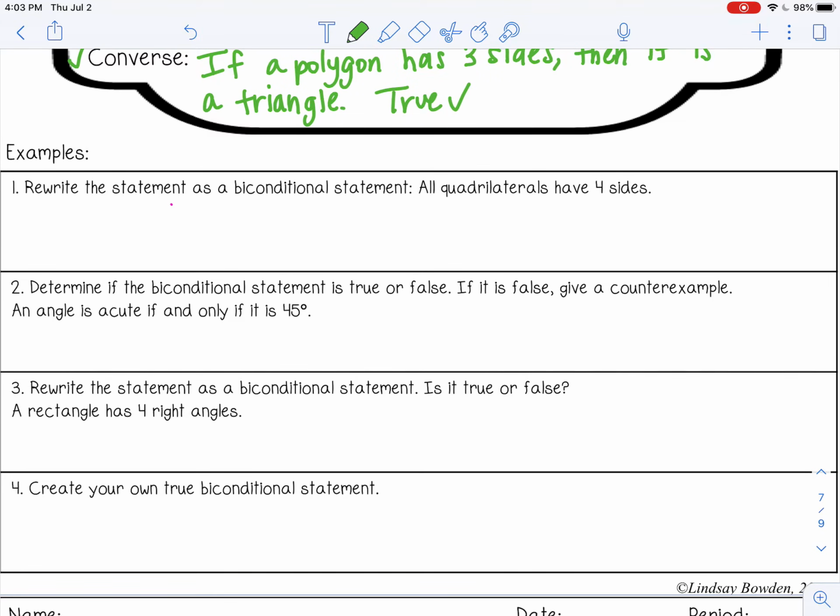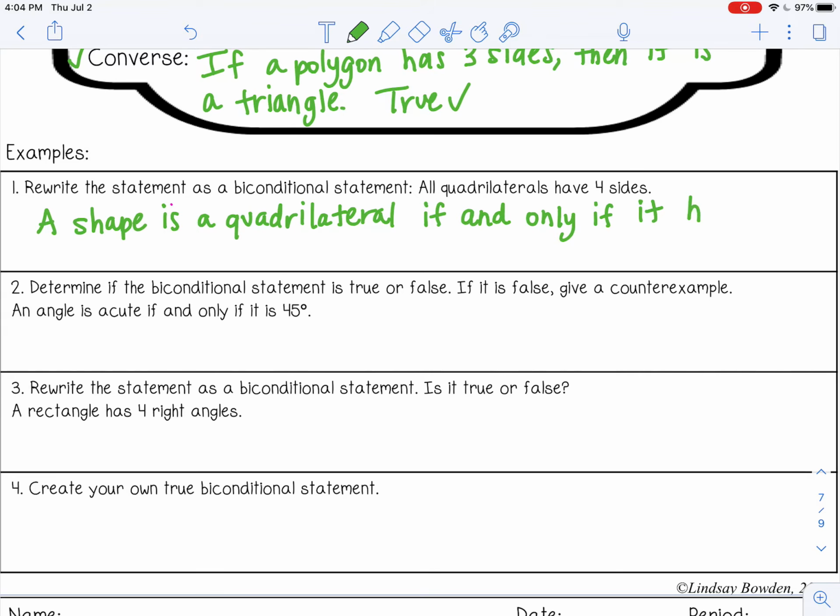Number 1, rewrite the statement as a biconditional statement. All quadrilaterals have 4 sides. So when you're going back and forth from conditional to biconditional, you may have to add a few words in just so it makes sense when you read it. So for this one, I could write, a shape is a quadrilateral if and only if, or you can use the abbreviation, it has 4 sides.